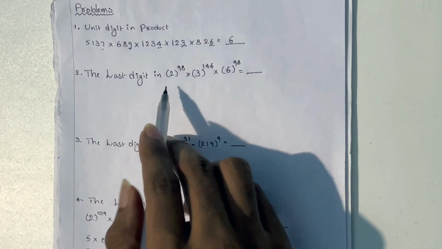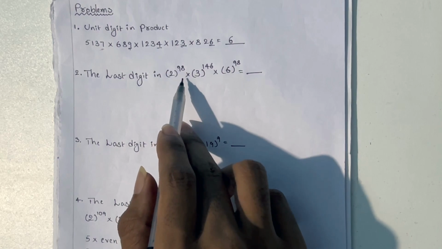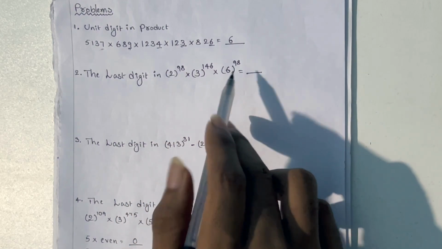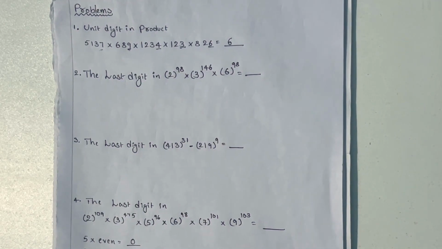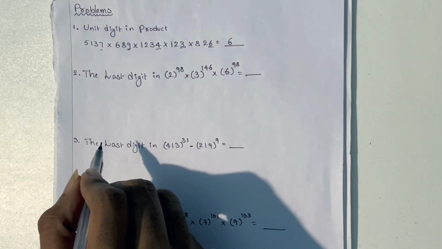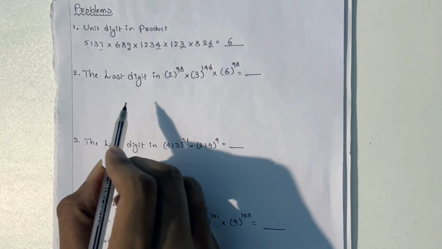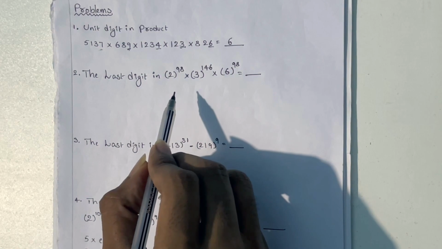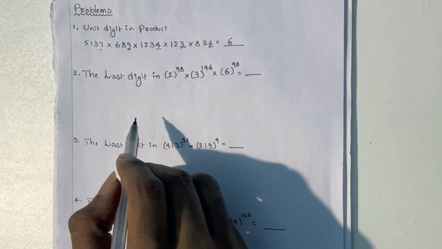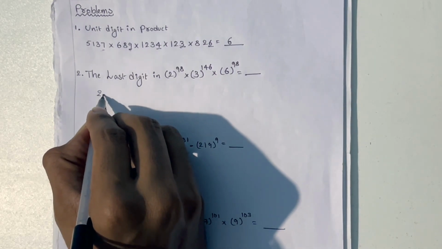Here is problem number 2: the last digit in 2 power 98, 3 power 146 and 6 power 98. These are the kind of problems we need to solve like this. If you haven't watched my previous video, go and check it out. In that video I explained each number, its powers and their last digits. I'm going to explain it over here too.